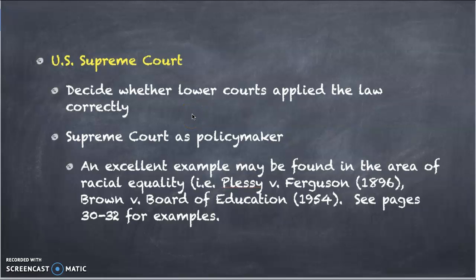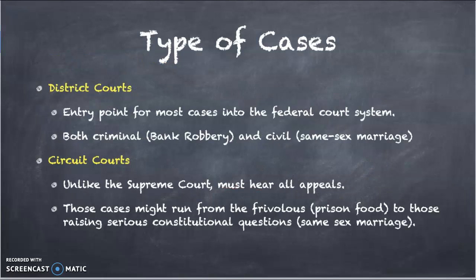Remember, it is the law of the land, and once the Supreme Court rules on a particular case, that is the law of the land, and all courts in all states have to apply those rulings. So regardless of where you're at in terms of criminal justice, for example, that's going to be the law of the land. Types of cases, again: the district court is the entry point for most cases in the federal judicial system, and that could be criminal, such as bank robbery, and civil, such as same-sex marriage.